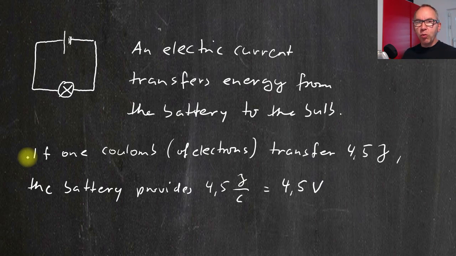If 1 coulomb of electrons transports, for example, 4.5 joules, then the battery has a voltage of 4.5 joules per coulomb, which we call volts. If the battery has 12 volts, it transfers 12 joules per coulomb, or 24 joules per coulomb, or whatever number. So the more voltage it is, the more energetic the electrons are. Let's write this down as a definition.